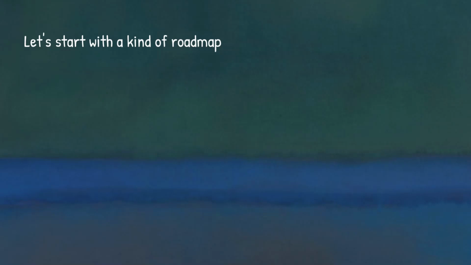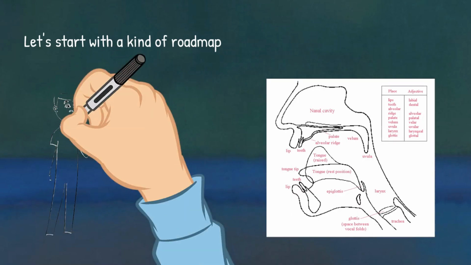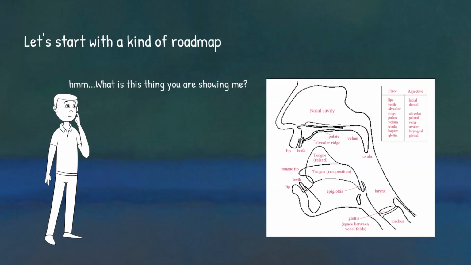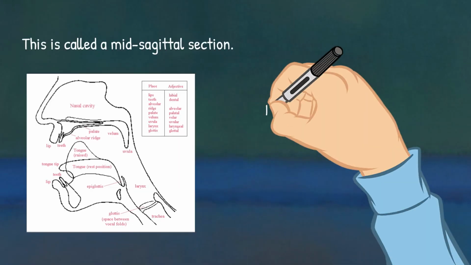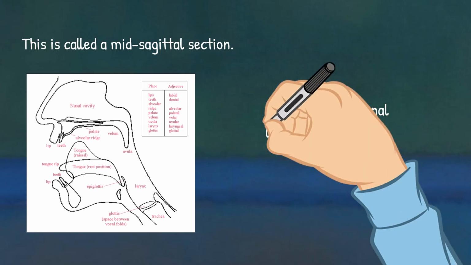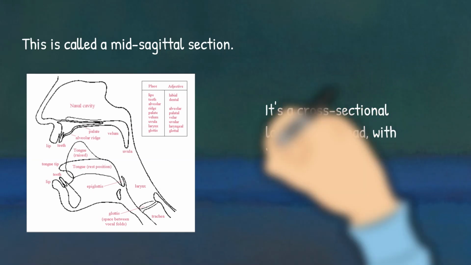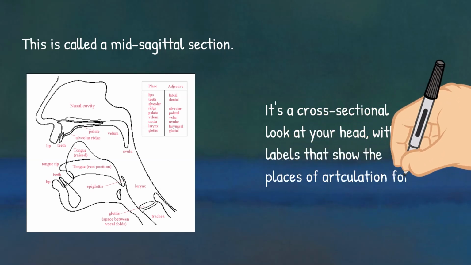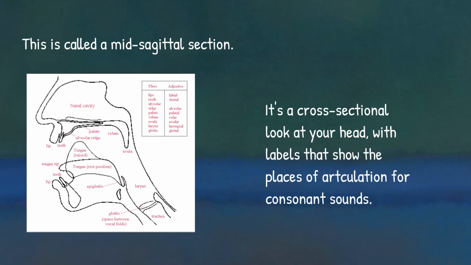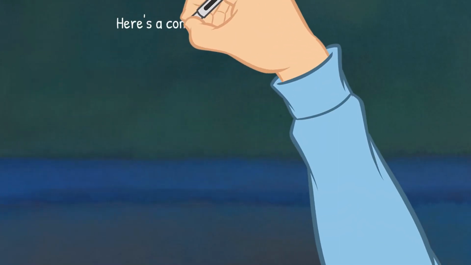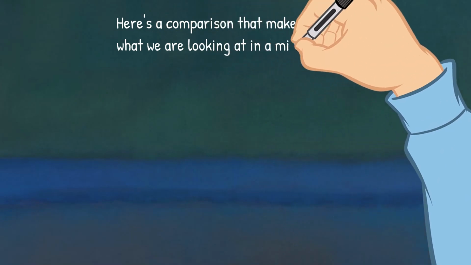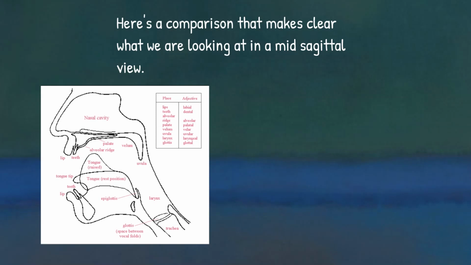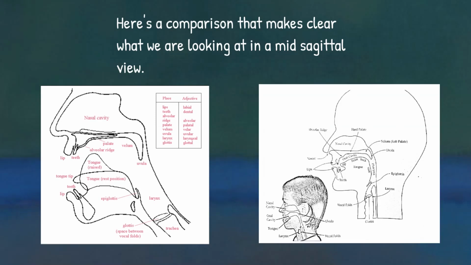Let's start out with a kind of roadmap. And by roadmap, I mean the picture that you see on the right side of the screen. The picture that you're looking at is called a mid-sagittal section. It's a cross-sectional view of your head with labels that are placed there to show you where we make constrictions for consonant sounds. I think a picture like this makes it a little bit easier to see what I mean by a cross-sectional picture of the head that's labeled to show you the parts of the vocal tract that we'll be talking about here.